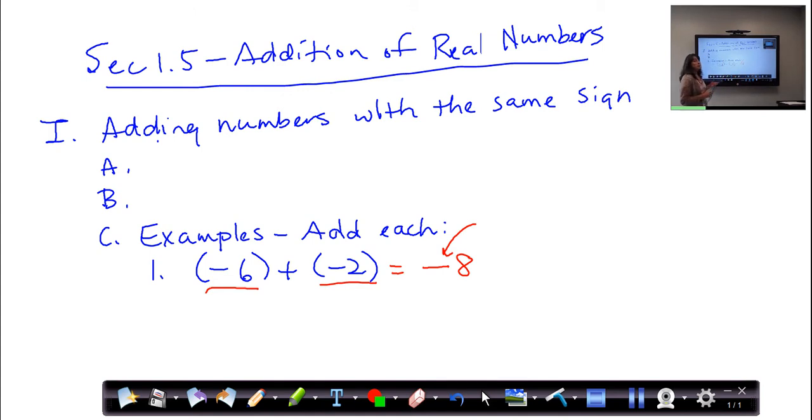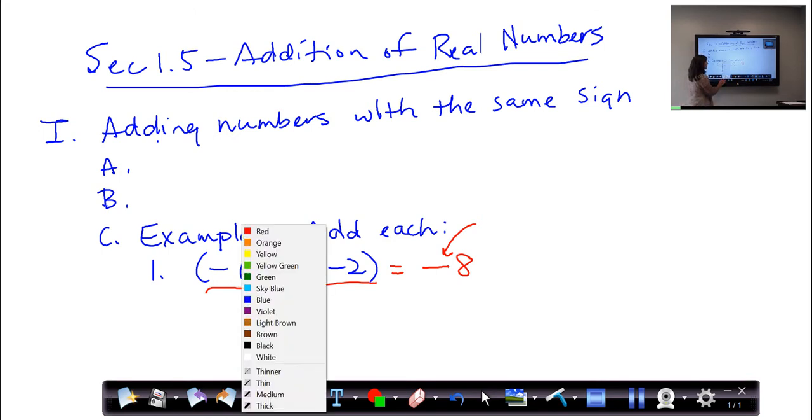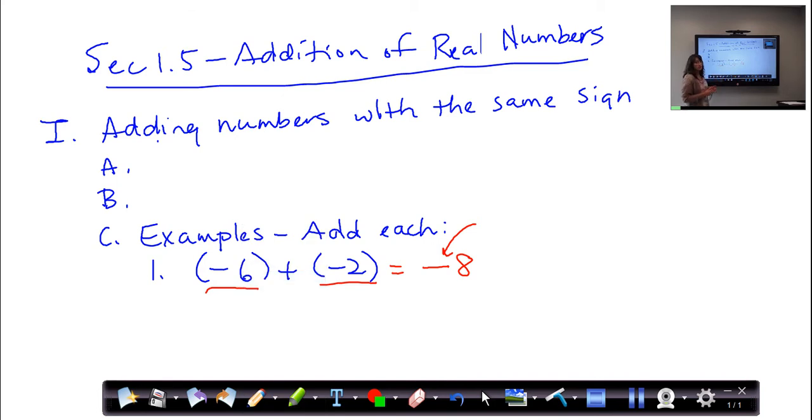But I don't want to have to think of a football field every time. I don't want to have to think about digging a well every single time. I'd rather just have a rule that would help me to remember what's going to happen whenever I have numbers that have the same sign. Notice that in order to get this 8, all I have to do is take the 6 and the 2, completely ignoring the signs, just put those two numbers together. 6 plus 2 will give me an 8. So in other words, I'm going to add the digits.